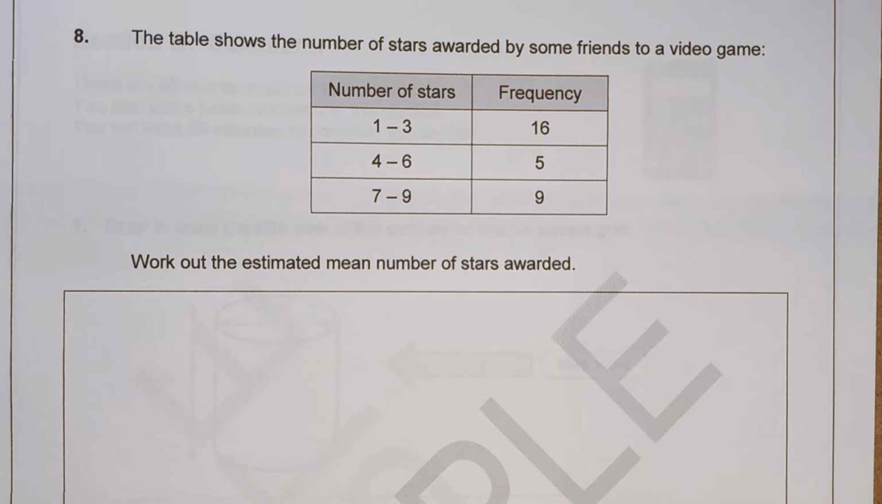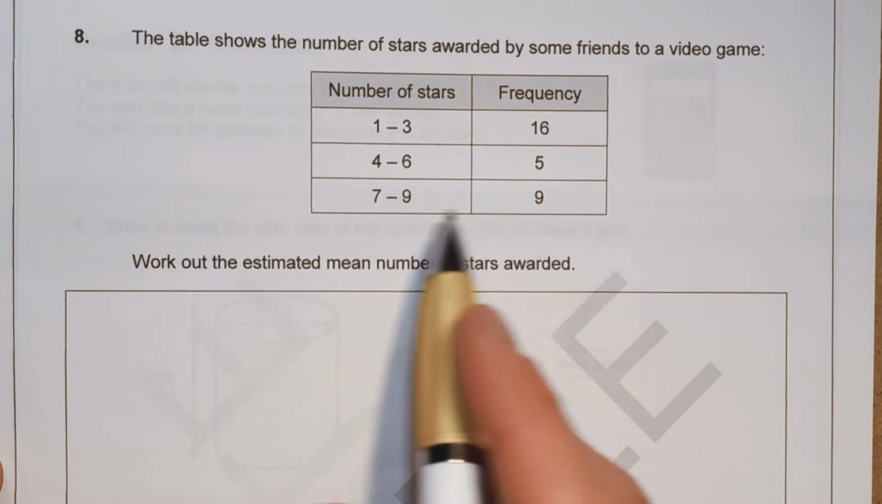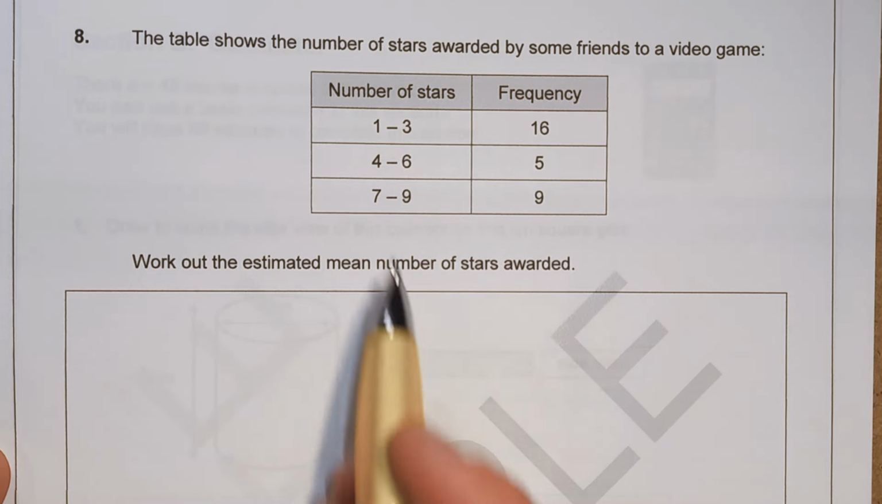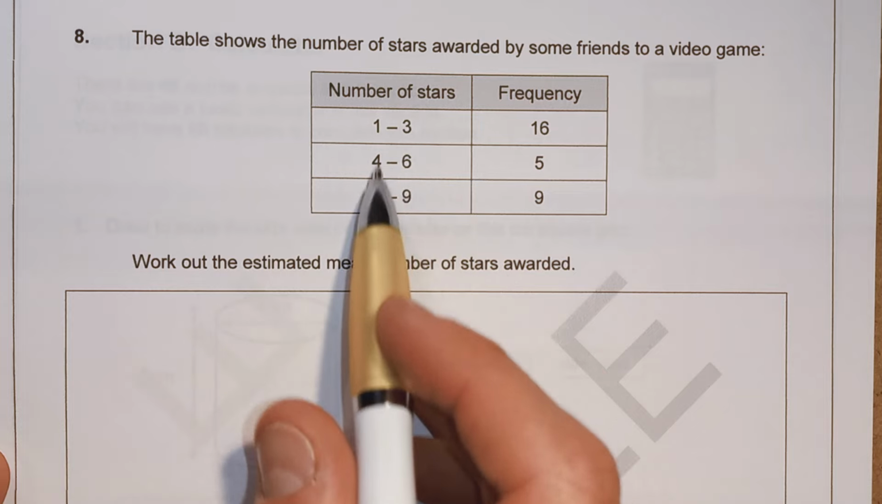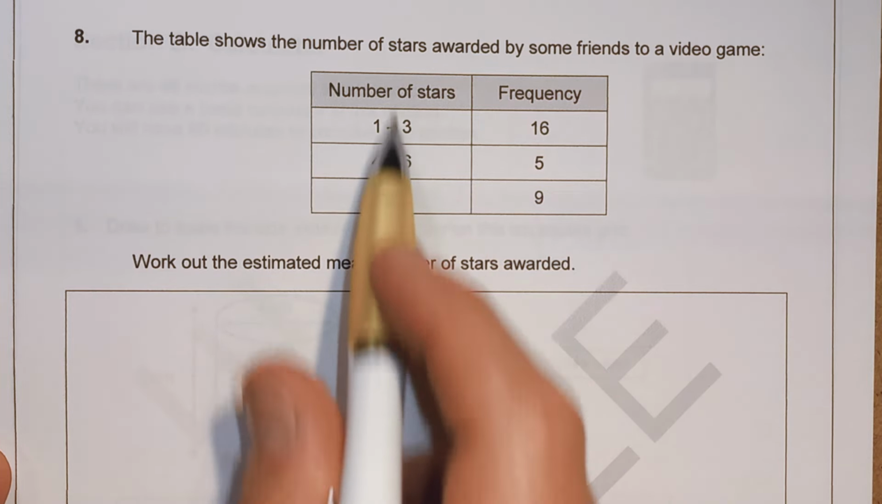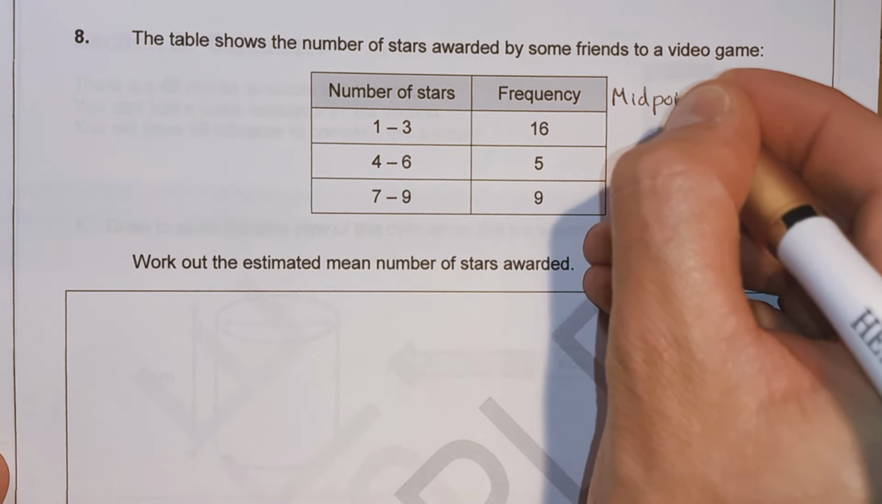Question 8. The table shows the number of stars awarded by some friends to a video game. So 16 people gave between 1 and 3 stars, 5 people gave between 4 and 6 stars, and 9 people gave between 7 and 9 stars. Work out the estimated mean number of stars awarded. So because we've got groups here, we need to make an estimate about how many stars each gave. And the way we do that is by using a midpoint.